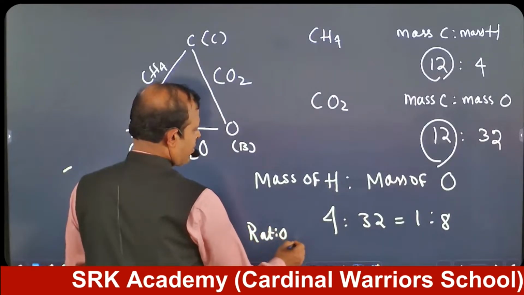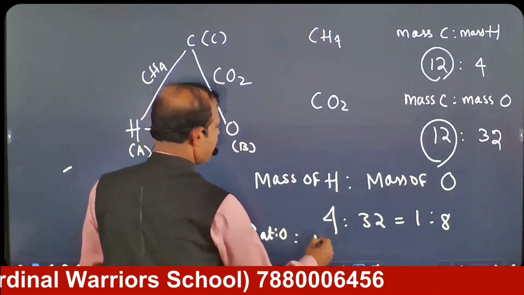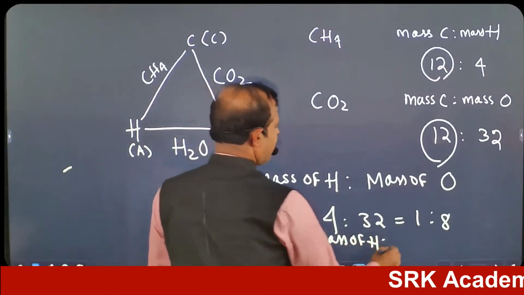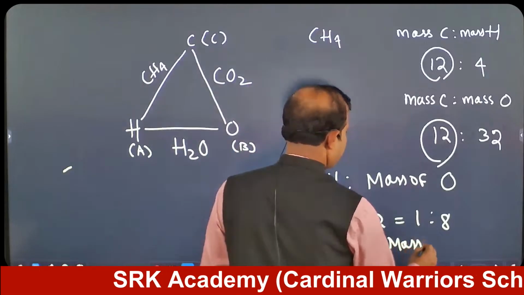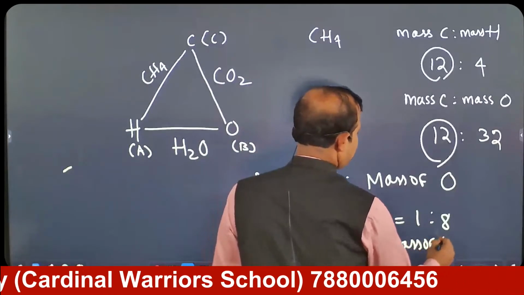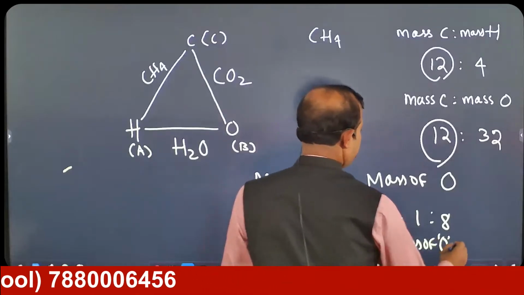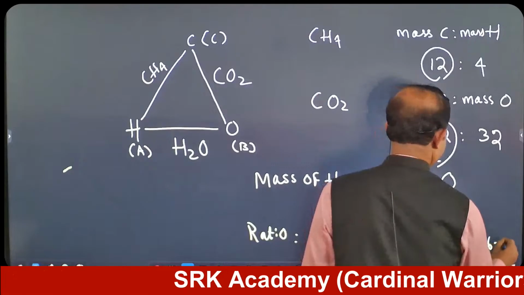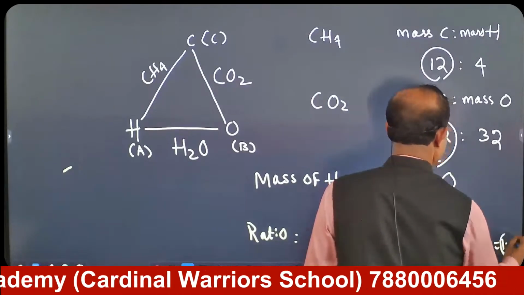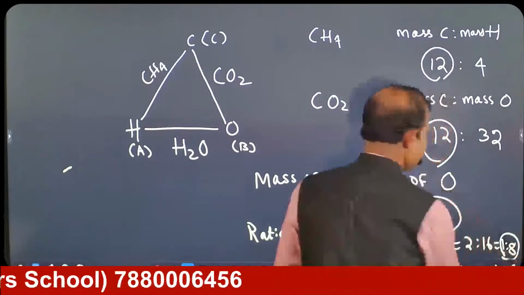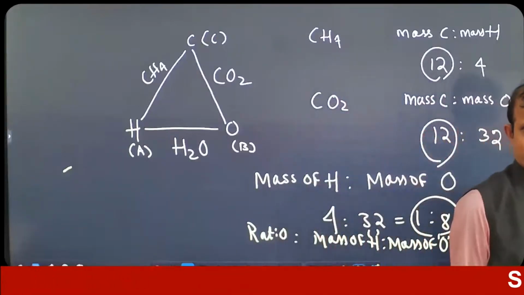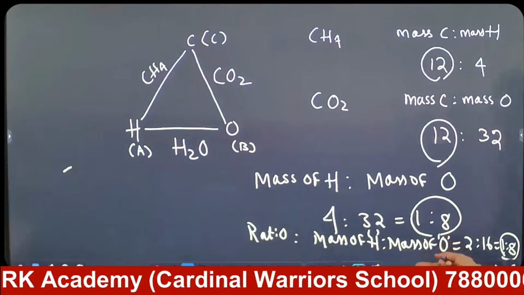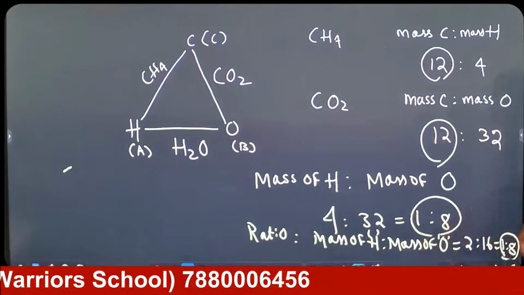Yes or no? So in that case, what is the ratio of the mass of hydrogen to that of the mass of oxygen? It is 2 is to 16. That is 1 is to 8. Now that is the same: 1 is to 8 here, 1 is to 8 there. So when they directly combine together, the ratio is the same.